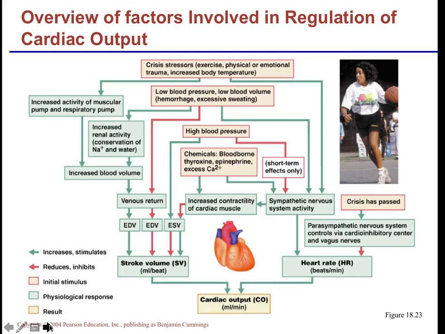I am not going to use this diagram on the quiz. But if you are dying of curiosity and you want to know how all the parts work together and how they regulate one another and work together to have everything match, this is your diagram. So this is the overview of factors involved in the regulation of cardiac output. The things that I've talked about during this lecture, that's it. That's the only thing that you're going to be responsible for.